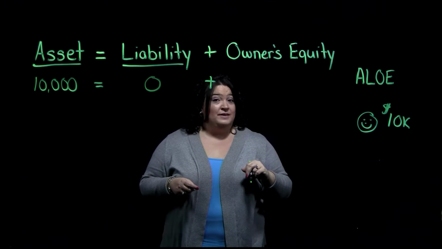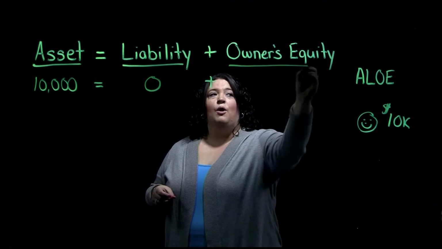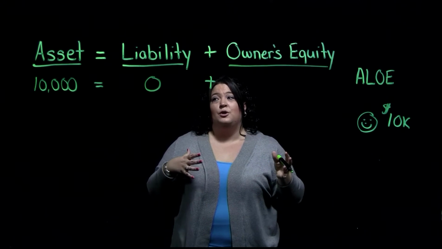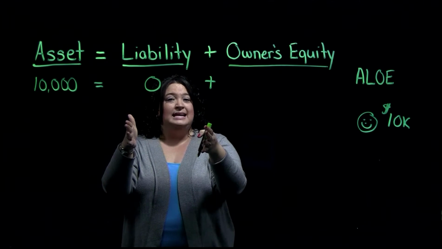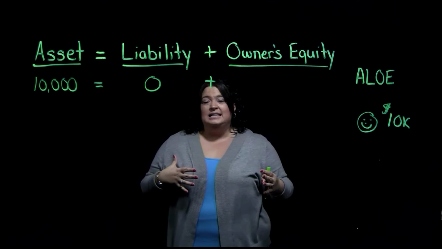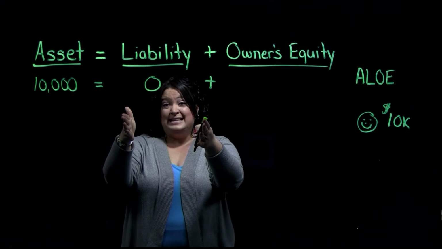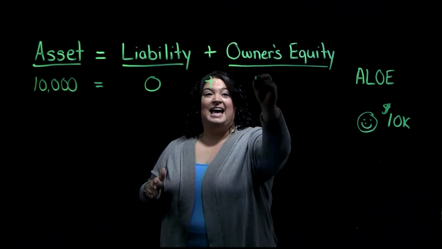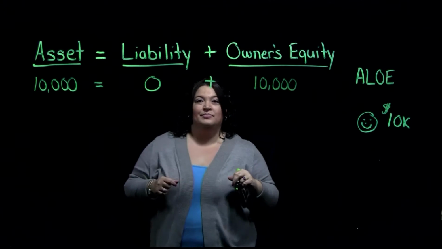And the last part of the accounting equation is owner's equity. Now, owner's equity is the amount left over when you have your asset and you take away your liabilities. It's the amount you actually own of something. In our case, I have $10,000. I don't owe it to anybody. Therefore, I actually own all $10,000 of that amount. It's a good deal.